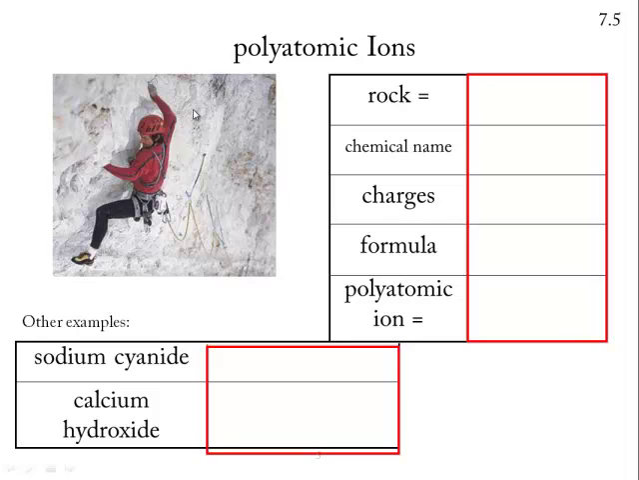This rock that he's climbing on is called limestone. The French say calcaire. The chemical name is calcium carbonate. And the charges, well, calcium has a 2+ charge if you look it up. And by the way, have a periodic table out as always to help look this stuff up. And find the carbonate anion. There is no element known as carbonide or anything like that, carbonium.